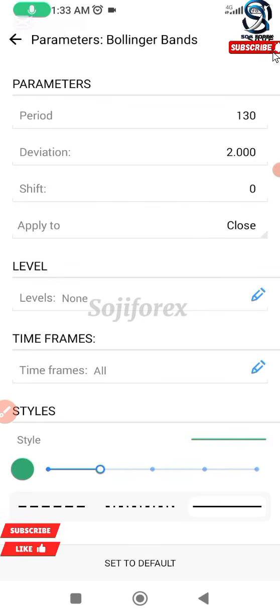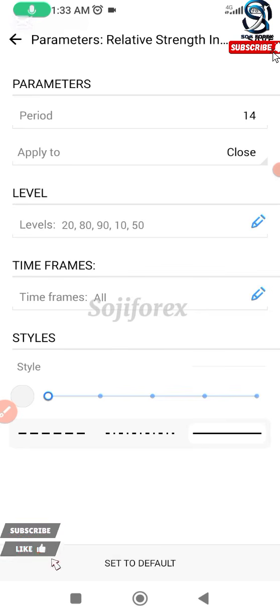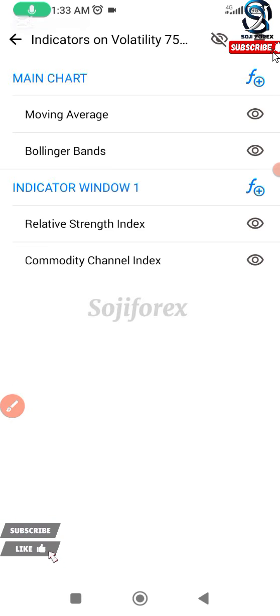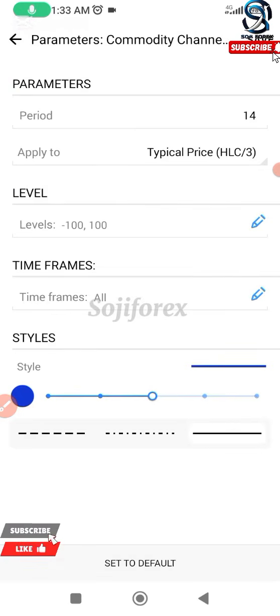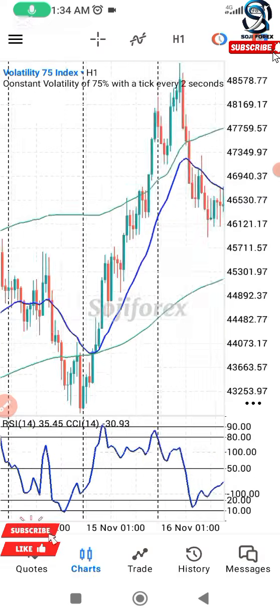Alright, then we have our Bollinger Band. The period is 130. So here is the setting, and then we have our RSI. So you can see the level. Please ensure that the style color is white, and if your background is black, kindly change that color to black. Once you have done that, you can progress to the next indicator, our commodity channel index, and this is exactly how it looks. Perfectly, right? Once you have done your settings, this is exactly what you will see.